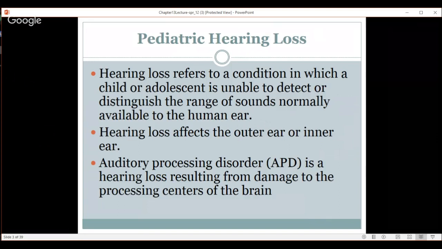Auditory processing disorder, known as APD, is a hearing loss resulting from brain damage to the processing centers of the brain. In reality, it's not necessarily a hearing loss as we think about it, but it is damage to the processing centers of the brain.